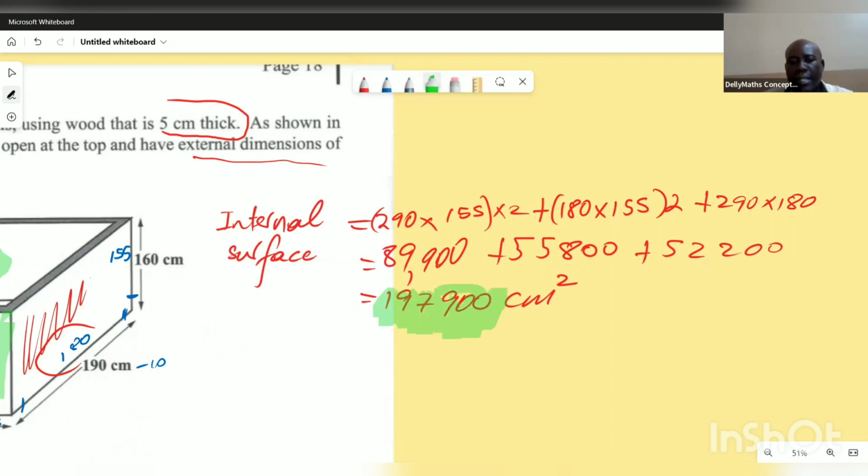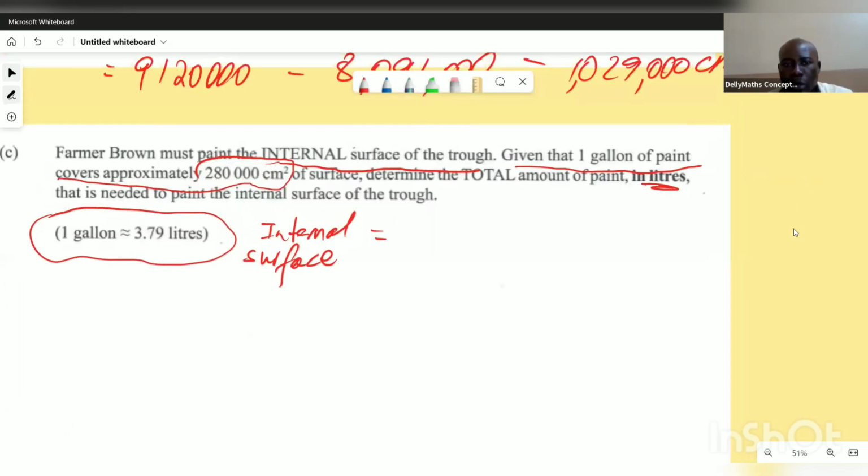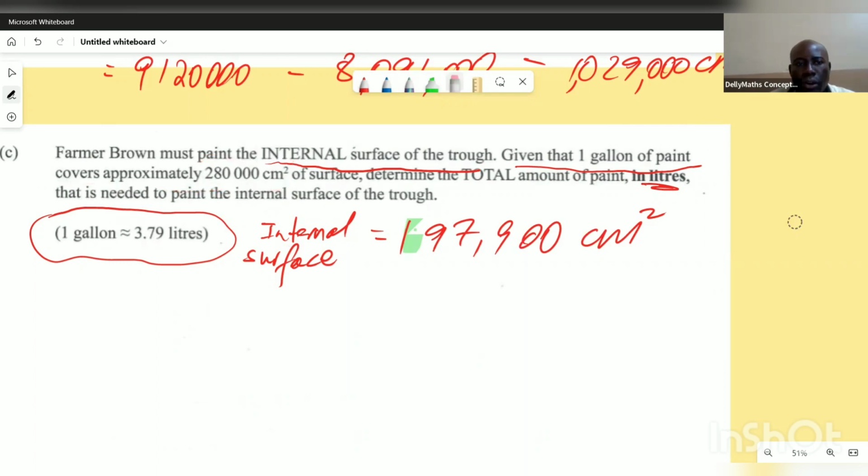Definitely we're seeing that it is less than 280,000, so we definitely know that it's not going to take a gallon to do this. It's going to be less than a gallon to actually paint this. So let's work that out up there, and we have 197,900 cm², the surface that has to be painted. But remember now that this gallon can paint 280,000. So we're going to divide.